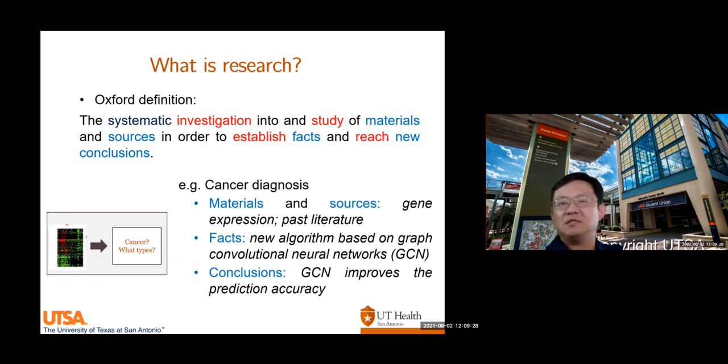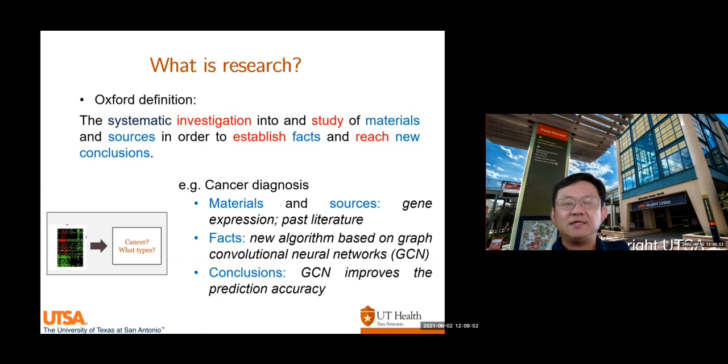So in addition to this data that we use to reach prediction, the material and resource also includes the past literatures, so that we know the state of the art. So we know what are the different conclusions that have already been drawn in the past.